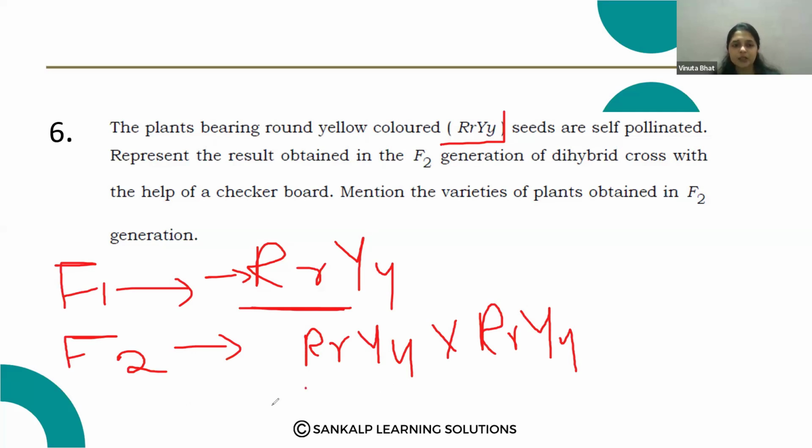So you have to use the checkerboard to obtain the F2 generation. Okay, so here directly they had given the F1 generation plant, so just you have to find out the F2 generation by using the same checkerboard what we have used in the last question. Okay, I hope you got the answer for this question.